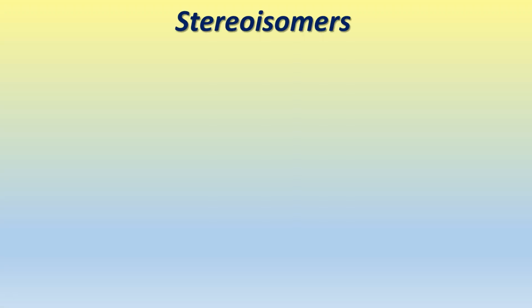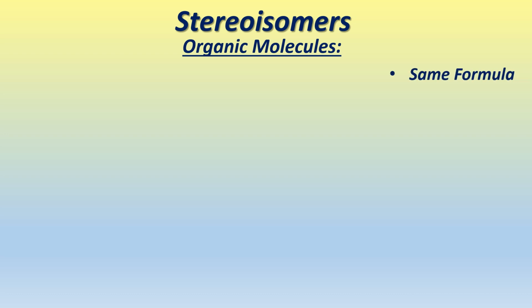Welcome to the second in a series of videos on stereoisomers: recognizing them, identifying them, naming them, and their uses. As has already been shown, stereoisomers are types of organic molecules that, as with all other isomers, are different compounds that have the same formula.